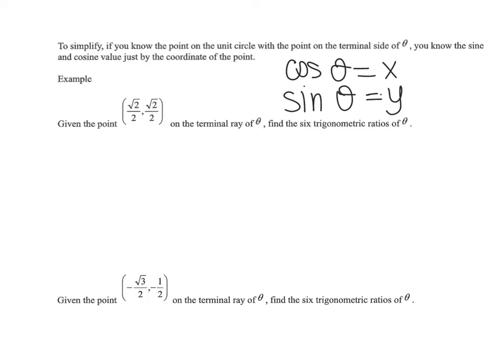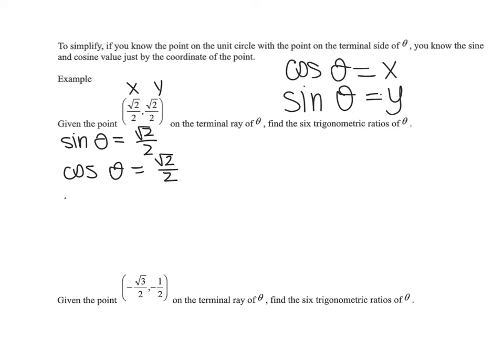Starting with the point (square root 2 over 2, square root 2 over 2) on the terminal ray of theta, we want to find our 6 trig ratios. Just from this information, we already know sine and cosine. We know sine of theta is going to be the y coordinate, which in this case is square root 2 over 2. And cosine of theta is the x value, which is also square root 2 over 2. All of our other trig ratios involve simplifying based on these 2 ratios.